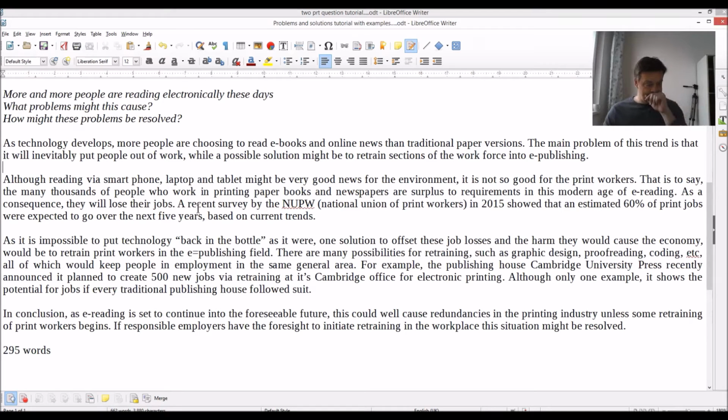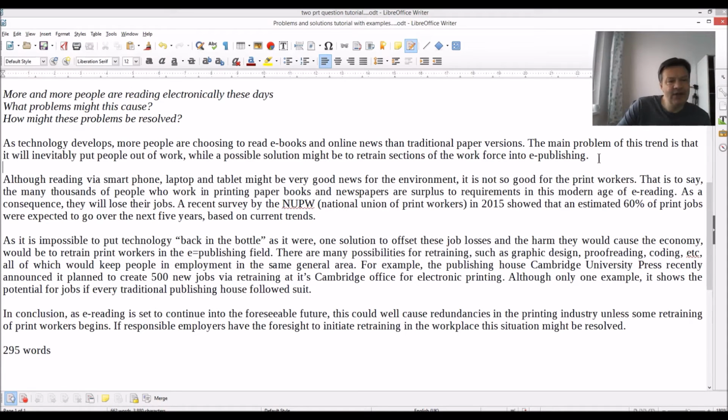So, more and more people are reading electronically these days. What problems might this cause? How might these problems be resolved? Okay, so you restate the topic. As technology develops, more people are choosing to read e-books and online news than traditional paper versions. Okay, what's the problem? Well, the main problem of this trend is that it will inevitably put people out of work. Well, a possible solution might be to retrain sections of the workforce into e-publishing.